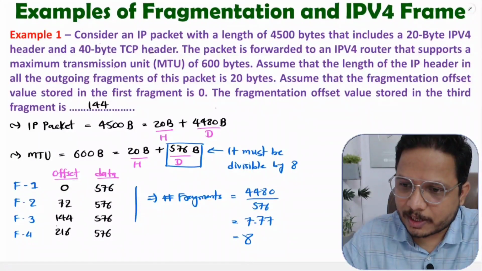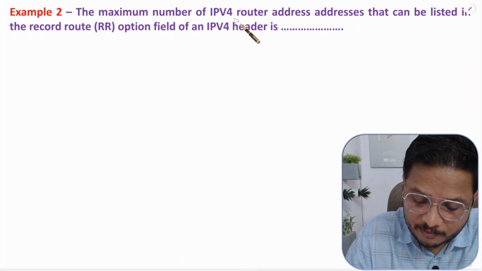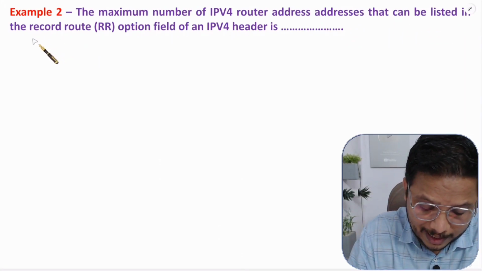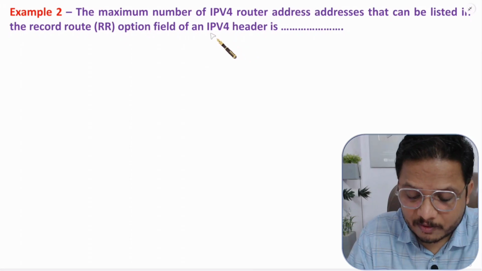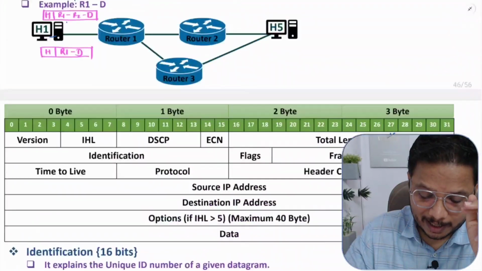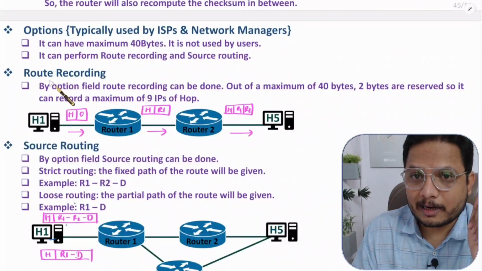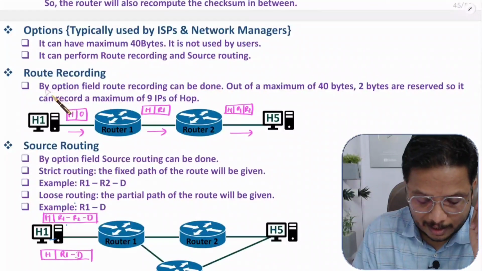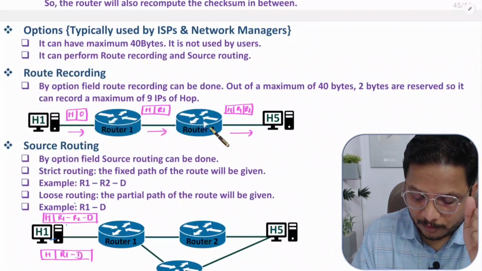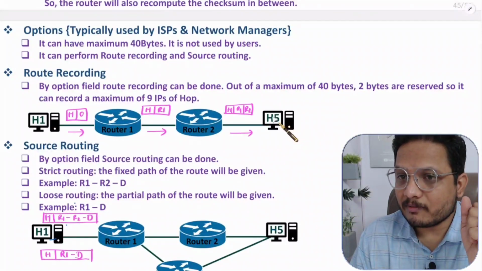Let us have the second question over here. In the second question, see, the maximum number of IPv4 router addresses that can be listed in the record route (RR) option field of the IPv4 header is. So in my video on IPv4, I have explained that, right? If you have seen that, record routing, route recording that is happening. And in that, what were we storing? We were storing the IPs of routers, right? So it says by which path the frame is getting forwarded.